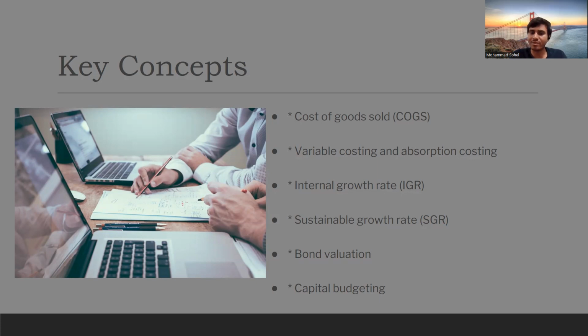Finally, I learned about bond valuation and capital budgeting. Bond valuation is the process of determining the fair value of a bond. Capital budgeting is the process of evaluating and selecting investment projects. I use bond valuation data to help me make decisions about whether to invest in bonds. For example, if I know that a bond's yield is higher than the market rate, I may decide to invest in it. I also use capital budgeting data to help me make decisions about which projects to invest in. For example, if I know that a project has a positive net present value, I will approve it.